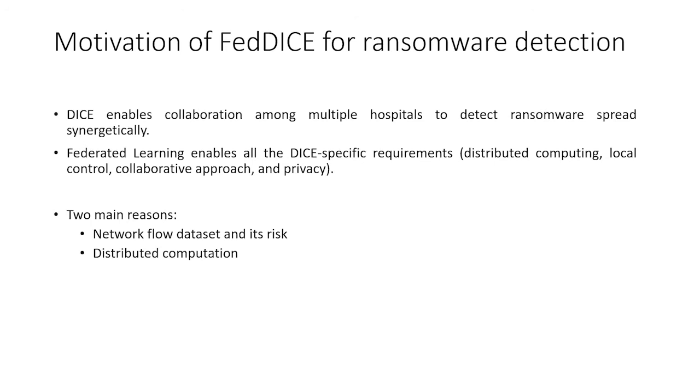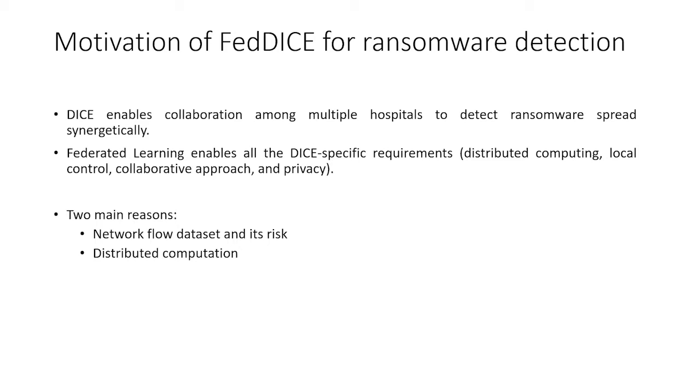So far we have some intuitions about FedDICE. That's a federated DICE, right? So now let's focus on the two main motivation factors. The first one is the network flow dataset and its risks. Our dataset uses the network flow, or NetFlow, format of Cisco.